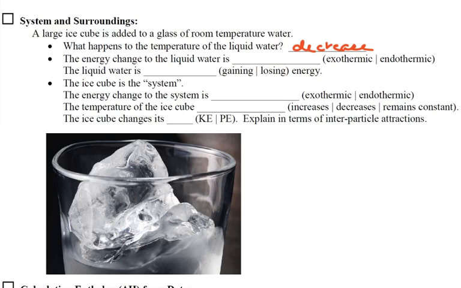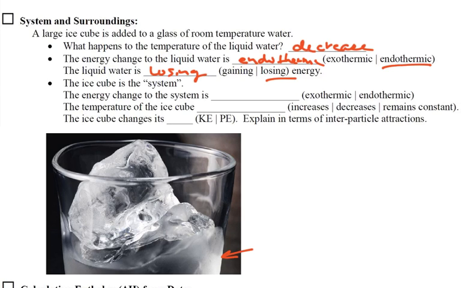Now, the energy change to the liquid water. What's going on to the liquid water? If the temperature is going down, then the water is losing some of its energy. So that is exothermic. Okay, so the liquid water is losing energy here.